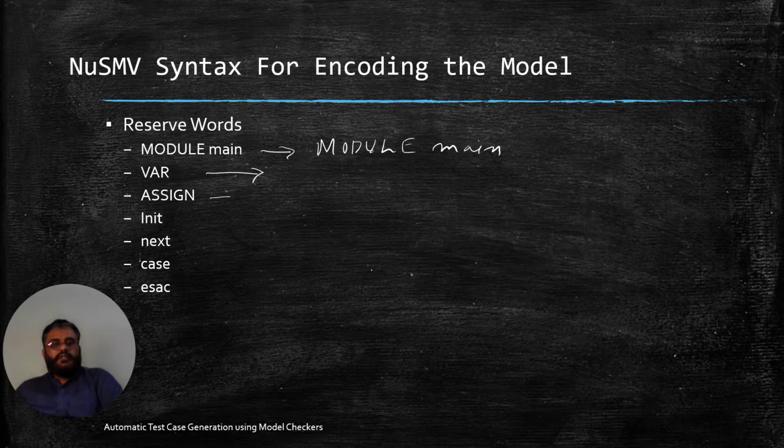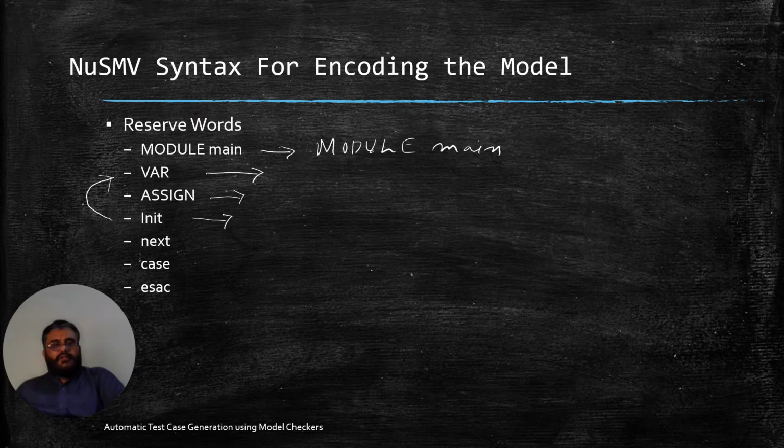Then we make use of another reserved word, the assign reserved word. This is basically used to assign values to certain variables. And the init reserved word is used to assign values in the initial state of the model, to the variables which we declare in the var section.